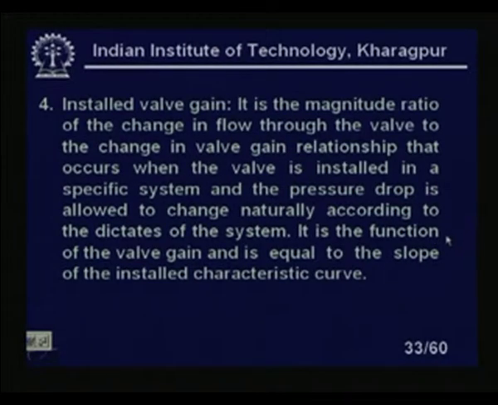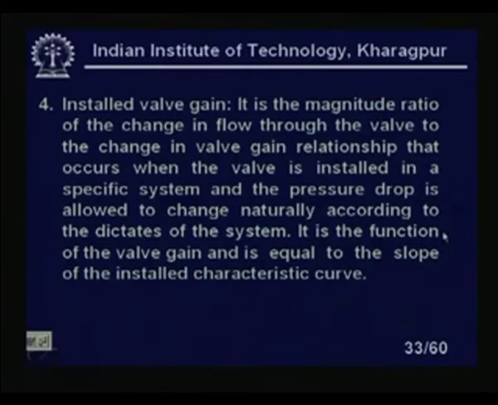Installed valve gain is the magnitude ratio of the change in the flow through the valve to the change in the valve stem position that occurs when the valve is installed in a specific system and the pressure drop is allowed to change naturally according to the dictates of the system. Initially we have assumed the pressure drop will remain constant. It is a function of the valve gain and is equal to the slope of the installed characteristics curve.